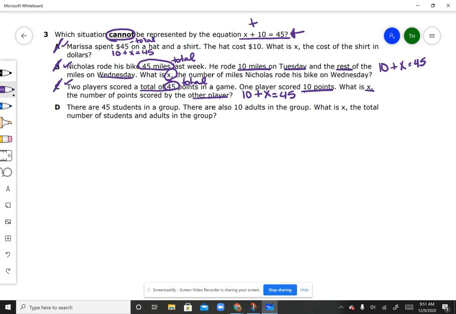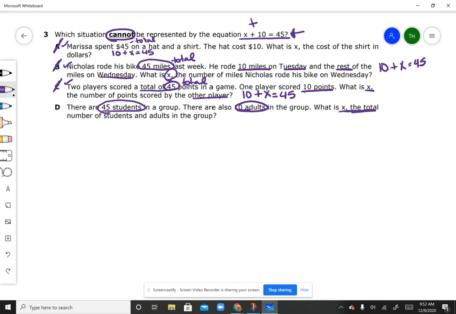I am not just going to assume D is my answer. I'm going to go ahead and write an equation for this one too to check myself. There are 45 students in a group. There are also 10 adults in the group. What is X, the number of students and adults in the group? Okay. So for this one, we have 45 students in a group. 10 adults in a group, and it wants to know the total. Okay, so X is our total.